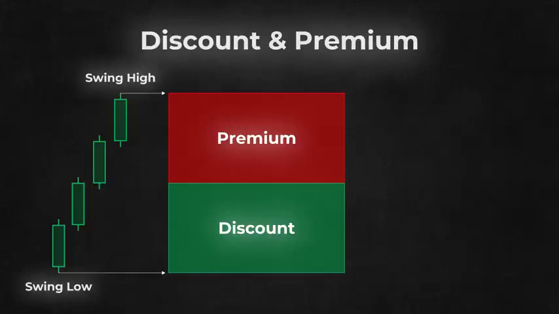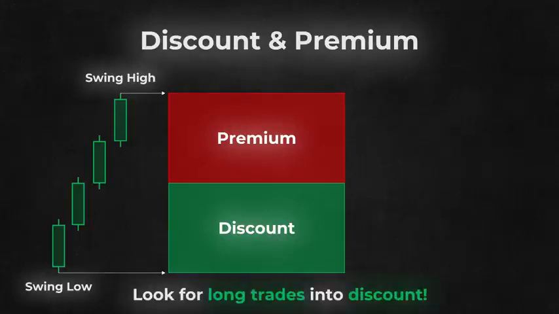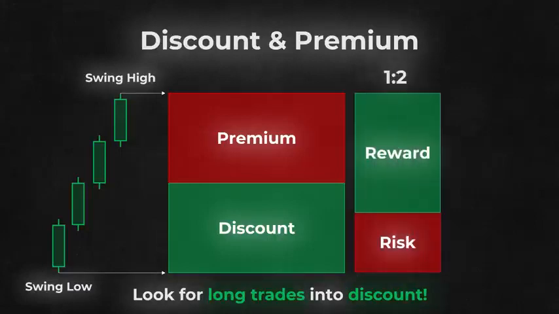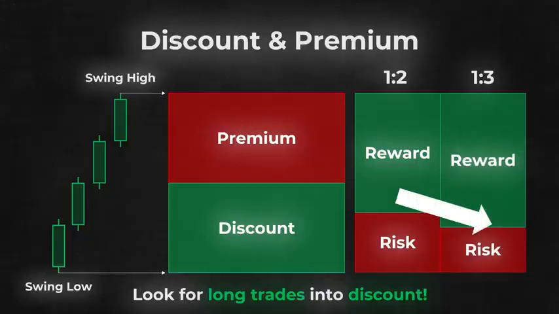Whenever we look for long trade opportunities, we want to enter trades in the discount zone, assuming there are other elements to support the trade idea. The lower into discount, the greater the risk-reward ratio if we place a stop below the swing low and a target at the swing high.